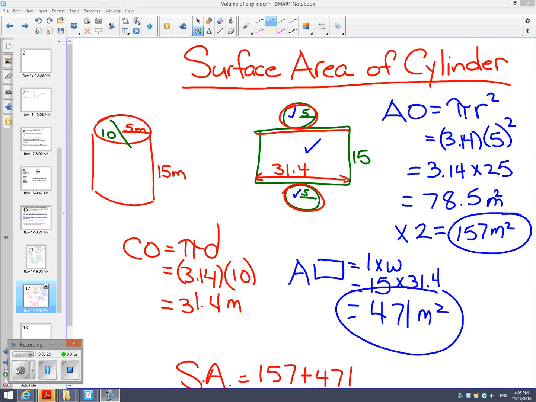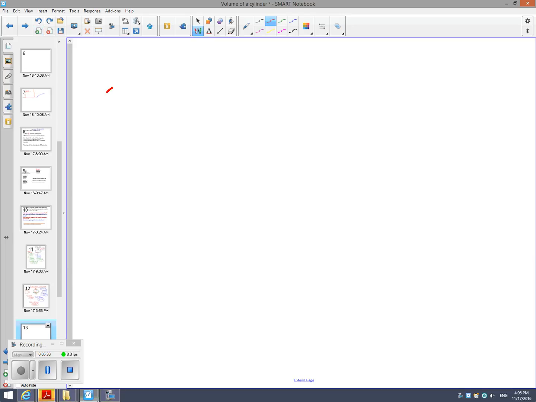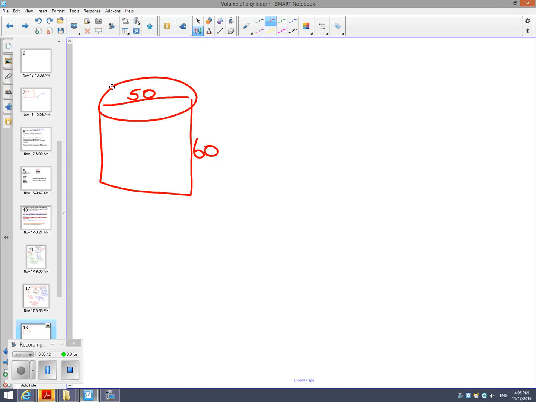All right, so now I'm going to do one more just to make sure we have the concept. We didn't get to do much practice today. We did get to do a few, but we'll do one more. I'll make my cylinder fairly easy again. I'll make it 50 this time, but I'll give it a diameter. And I'll make this 60 in height. I'll make them all centimeters.